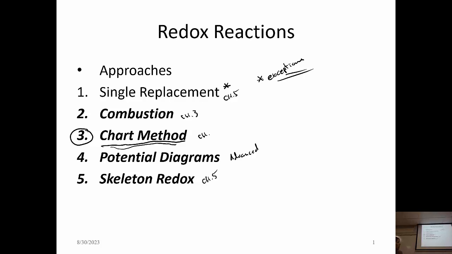The chart method is actually in chapter 20, but the problem is it's chart method in battery applications. I don't want to do batteries yet. And so what I'm going to do is I'm just going to separate out the chart method from the batteries. And so we're just going to look at chart method alone.